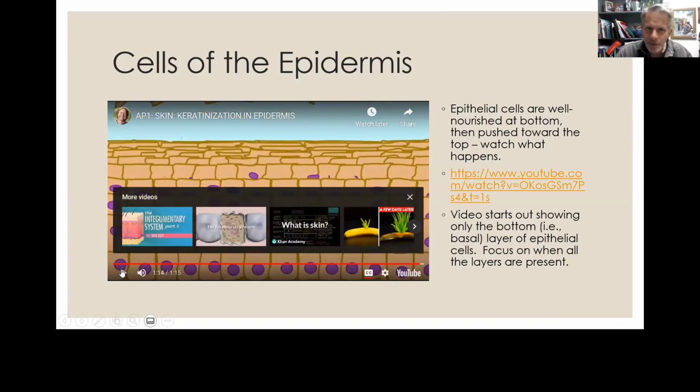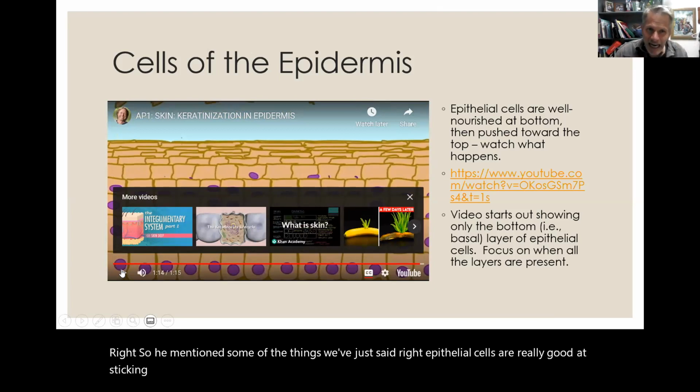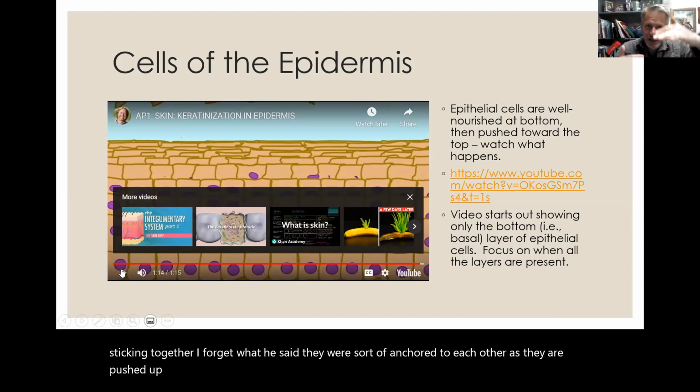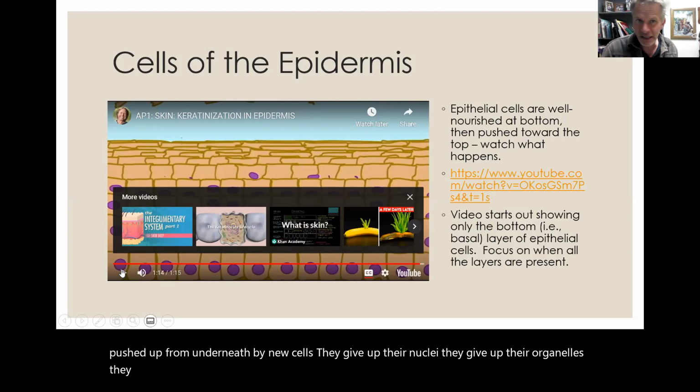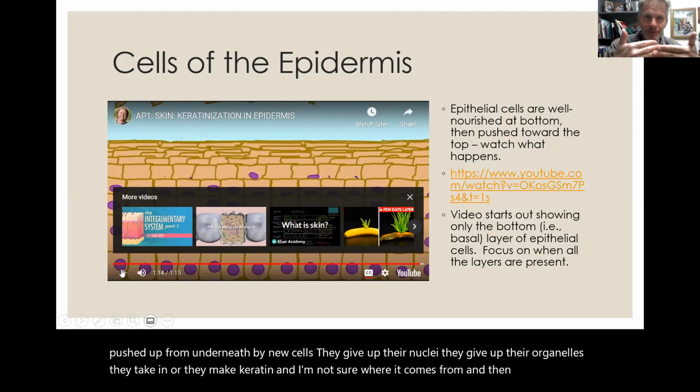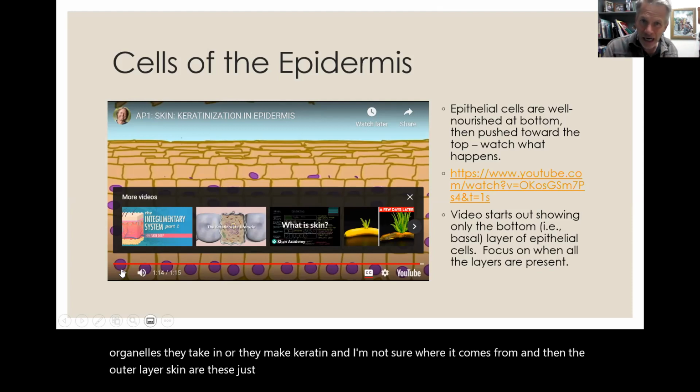Right, so he mentioned some of the things we've just said. Epithelial cells are really good at sticking together. They're sort of anchored to each other. As they're pushed up from underneath by new cells, they give up their nuclei, they give up their organelles, they take in or they make keratin. And then the outer layer of skin are these just dead, interlocked cells with keratin.